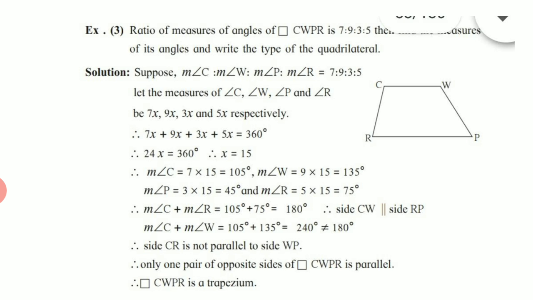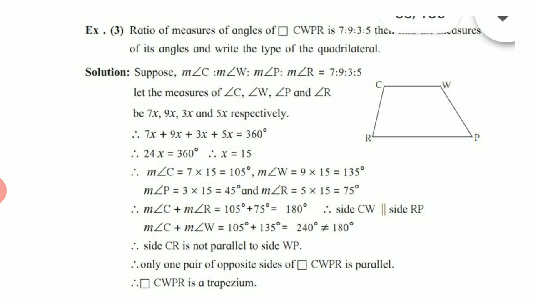If we put the value of x in measure of angle C, that is 7 into 15, 105. Measure of angle W is equal to 135. Measure of angle P is equal to 45. Measure of angle R is equal to 75. If we add measure of angle C plus measure of angle R, it is equal to 105 plus 75, which is equal to 180 degrees.